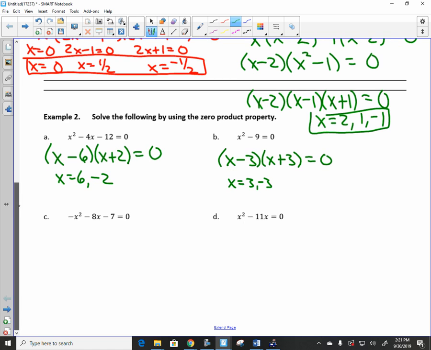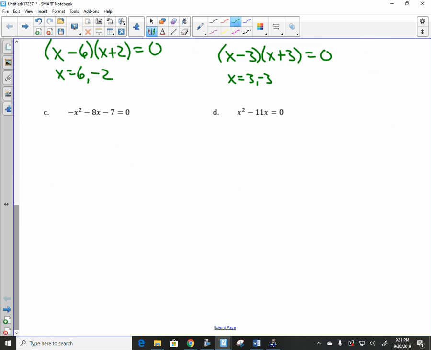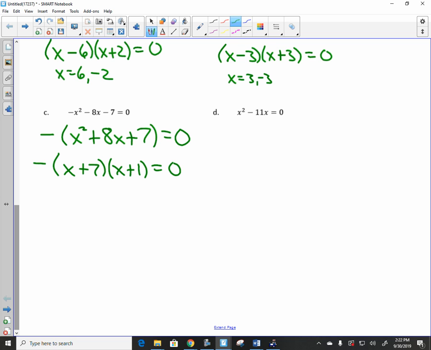Next one's a little bit different. I don't like to factor with a negative x squared. What can you factor out? If you factor out a negative 1, you're left with x squared plus 8x plus 7. Never mind the negative, just leave it there. You get x plus 7 and x plus 1. Your solutions sit wherever the x's are.